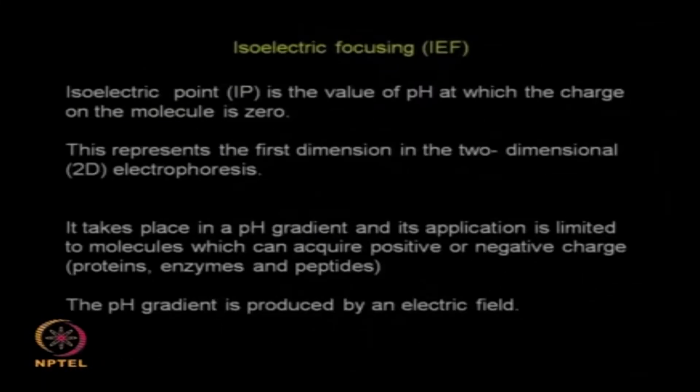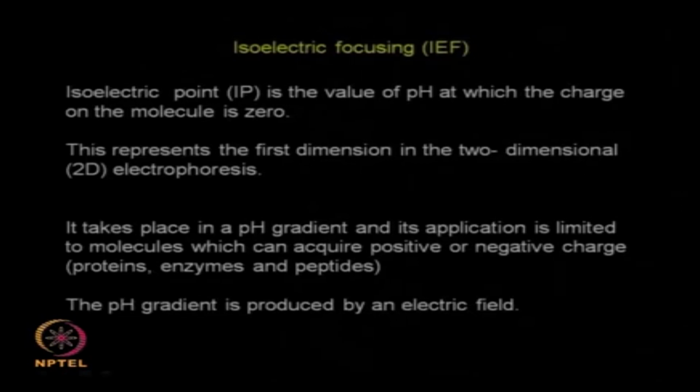There is another principle which we need to now introduce, and that is called isoelectric focusing. Now you might have read that proteins have charge. Okay. Why do proteins have charge? Because proteins contain acid groups, they contain amino groups, so you are going to have charge. Okay. Now the isoelectric point is the value of the pH at which the charge on the molecule is 0.